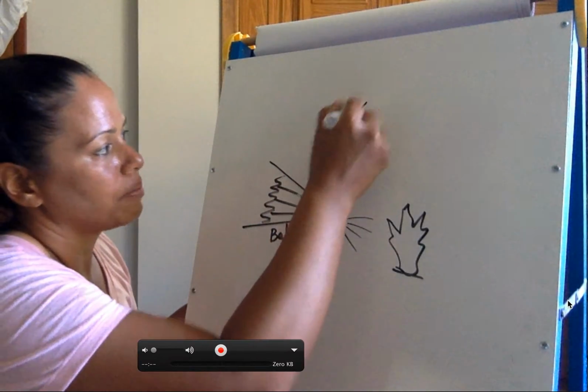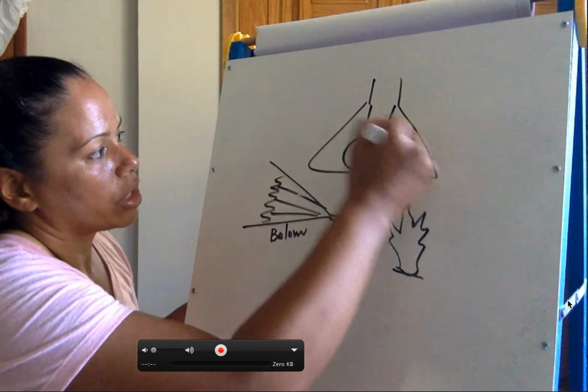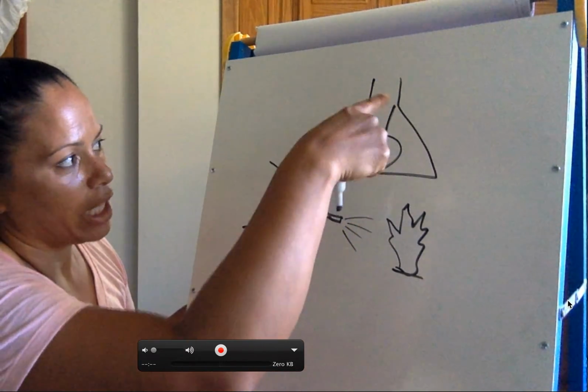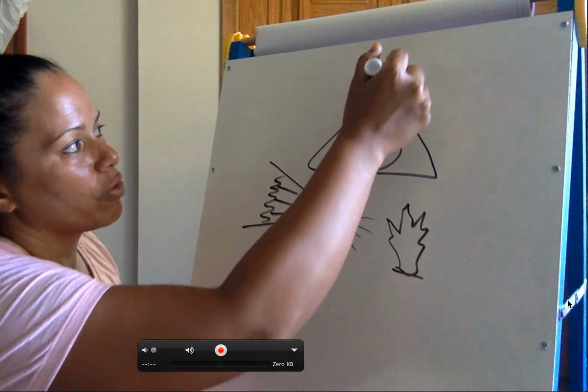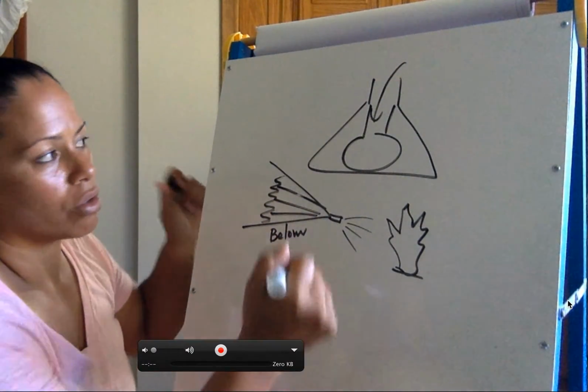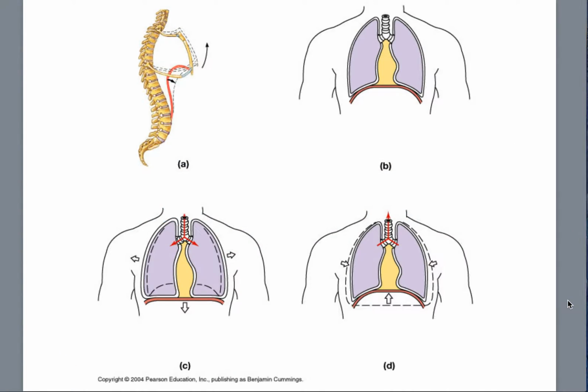Same thing as the lungs. The lungs have the same kind of function. Just going to draw what we call an alveoli, and the outside triangle represents the lungs. When I open up the lungs, I move air into the lungs. When I close them off, I move air out. As simple as that. So let's take a look at how we do that.